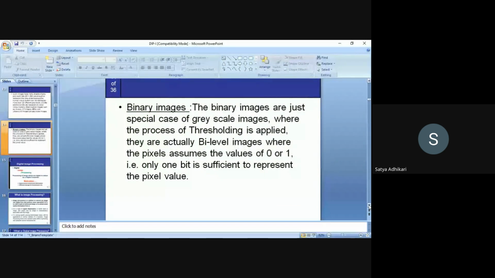Because we applied here a technique called thresholding. What does thresholding do? Thresholding converts all the other components either to 0 or 1. With thresholding, only one bit is sufficient to represent the pixel value, either 0 or 1. But a monochrome image contains a range 0 to 255, 256 distinct values. But the binary image only has two values, either 0 or 1.